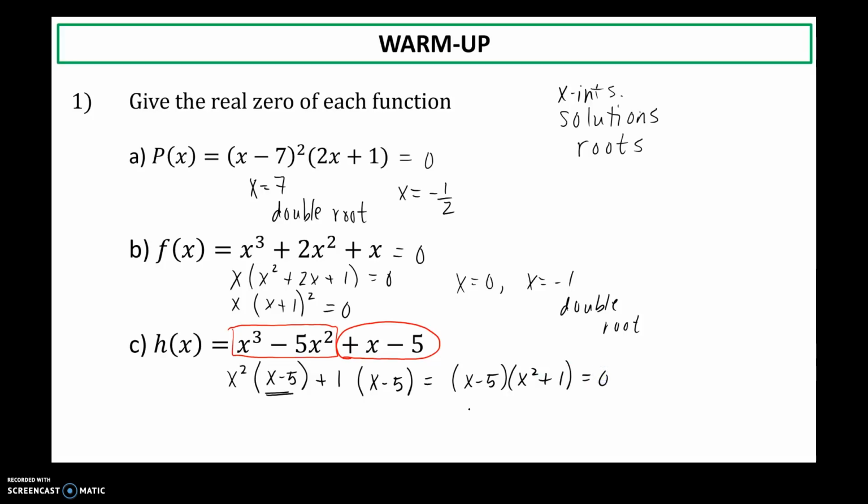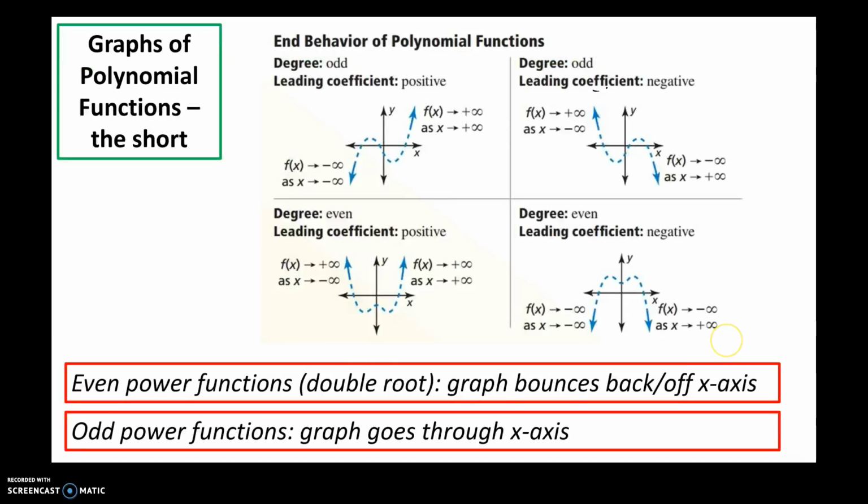Set that equal to 0. So I get x is equal to 5 as my real zero. Because if I attempt to solve that for x squared equals negative 1, this would give me a non-real solution. So I don't get any real zeros from that factor. We got a lot going on here.